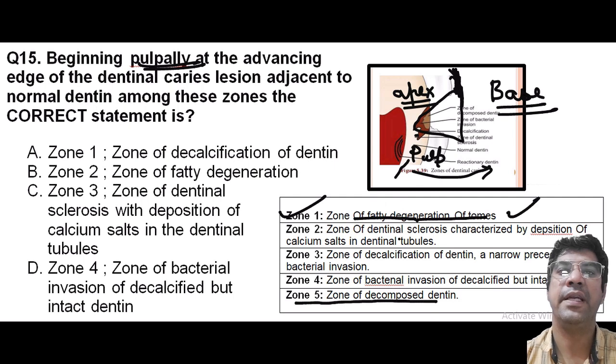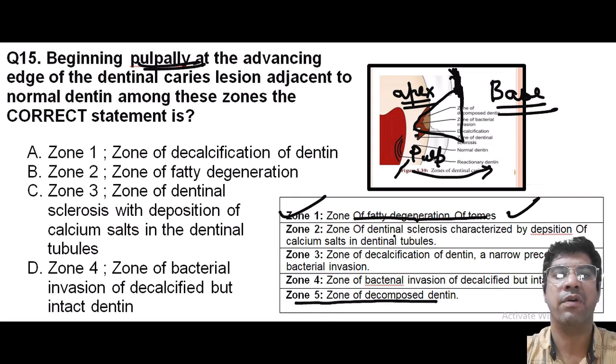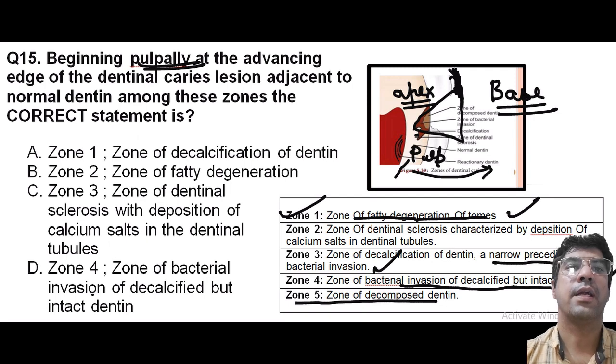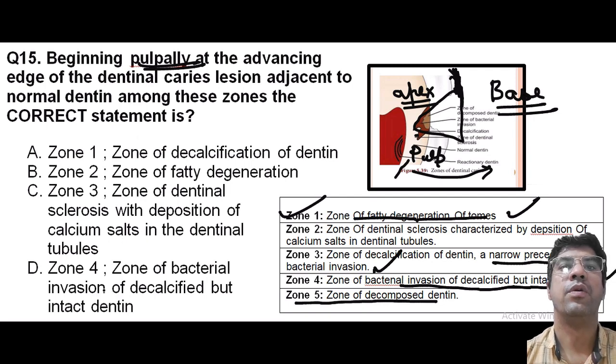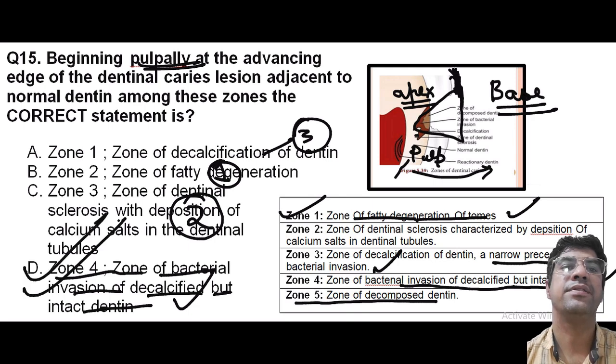So zone one is the zone of fatty degeneration of Tomes' fibers. Second is the zone of dentine sclerosis, characterized by deposition of calcium salts in the dentinal tubules. The third is the zone of decalcification of dentine, a narrow zone preceding bacterial invasion. And zone 4 is the zone of bacterial invasion of decalcified but intact dentine. So the correct answer is zone 4, the zone of bacterial invasion of decalcified but intact dentine. The zone of dentinal sclerosis with calcium salts in the dentinal tubules is zone 2. The zone of fatty degeneration is zone 1. And the zone of decalcification of dentine is zone 3. So the correct answer is zone 4.